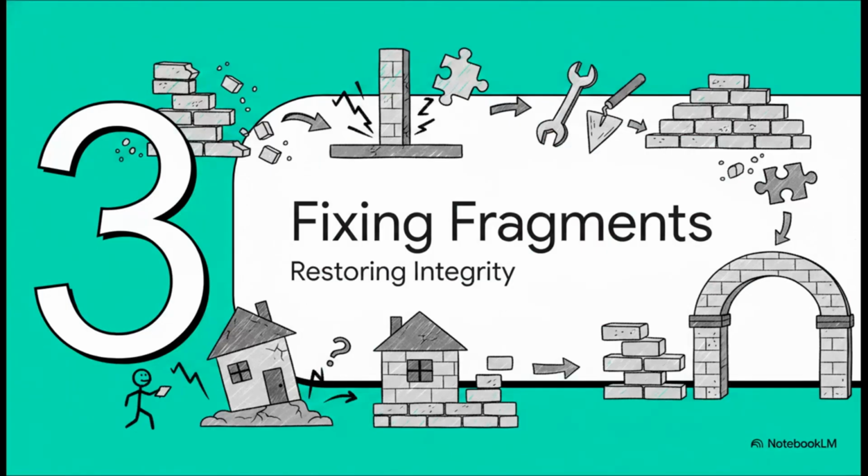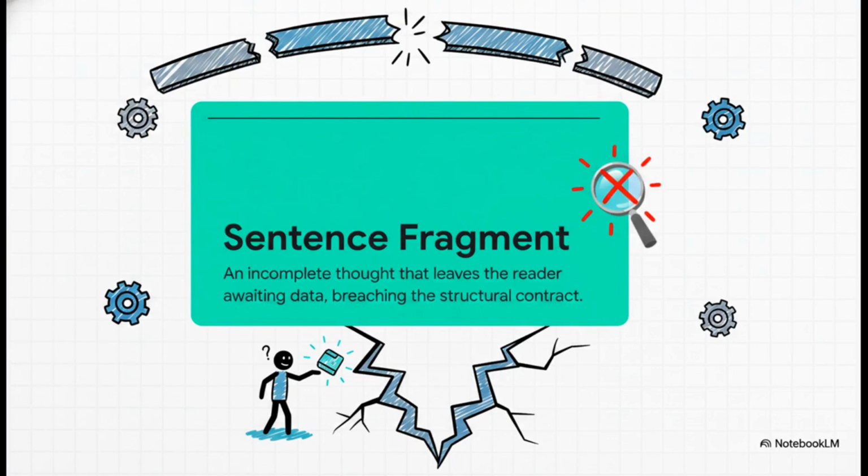All right, Section 3, Fixing Sentence Fragments. Now we move into the troubleshooting phase. A sentence fragment is basically a catastrophic system failure. By definition, it's an incomplete thought that leaves the reader eagerly awaiting data. When you write a fragment, you are essentially stranding your reader on a bridge to nowhere. You've initiated that structural contract, you grab their attention, but you didn't actually deliver the load-bearing information. And that causes a total communication collapse.